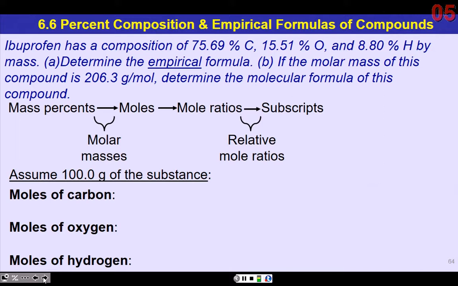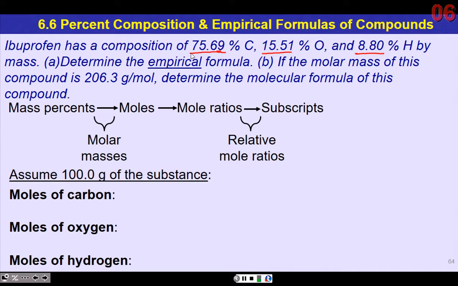So here's another example. This one has more parts to it, and it'll take us longer to think it through, but that's OK. Sometimes you need to see examples that have more challenge to them. OK, so ibuprofen, we've all heard of that. Most of you have taken it for pain relief. It has a composition that includes carbon, hydrogen, and oxygen. Their percentages are given here. It's this much carbon, this much oxygen, and this much hydrogen by mass.